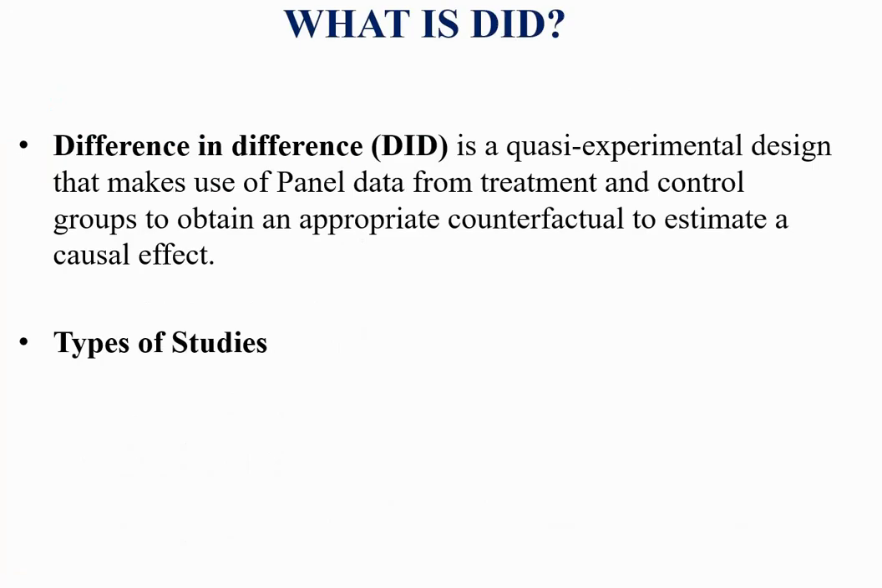So when we talk about DID, what do we mean by a DID research design? Difference in difference is a quasi-experimental design that makes use of panel data from treatment and control groups to obtain an appropriate counterfactual to estimate a causal effect. What do we mean by a quasi-experimental design?